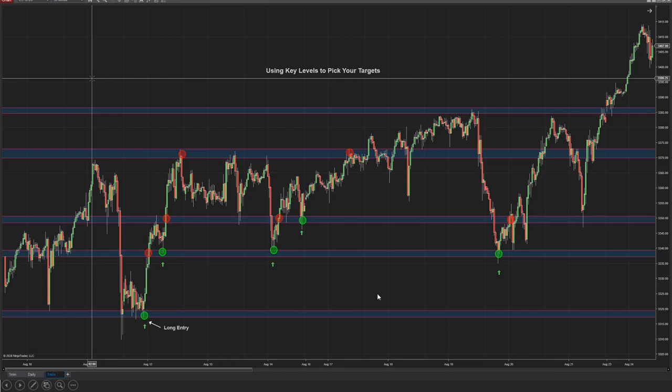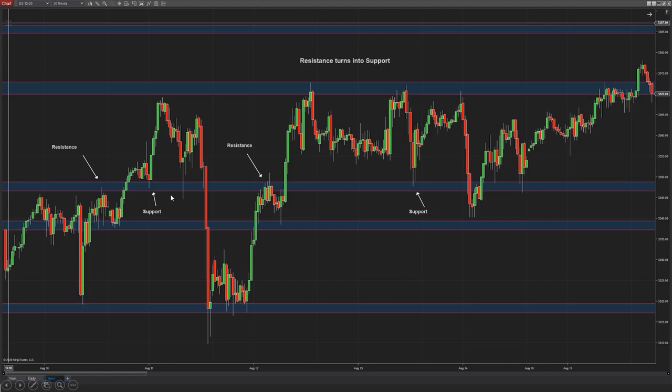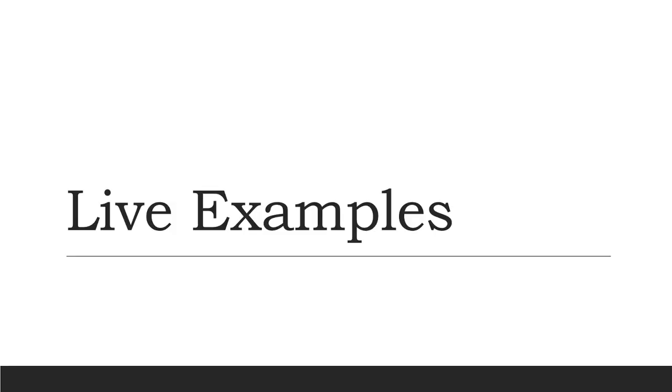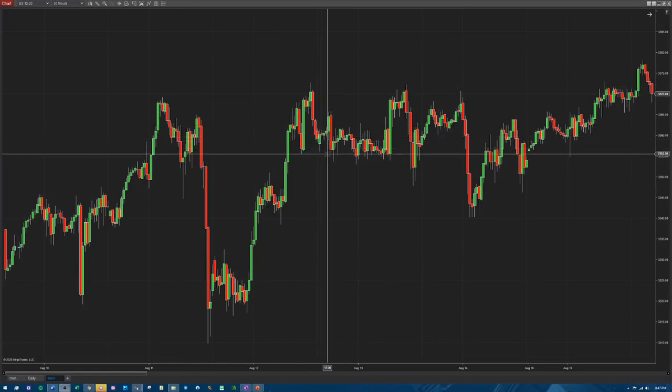So anyways, like I mentioned before, resistance turns into support, and vice versa. You can see we've got resistance here, which turned into support here, and there's a wick. It doesn't really matter whether you're approaching the level from below or above. It's still going to provide support and resistance. So all right, let's go to the live chart and see if we can find some real life examples.